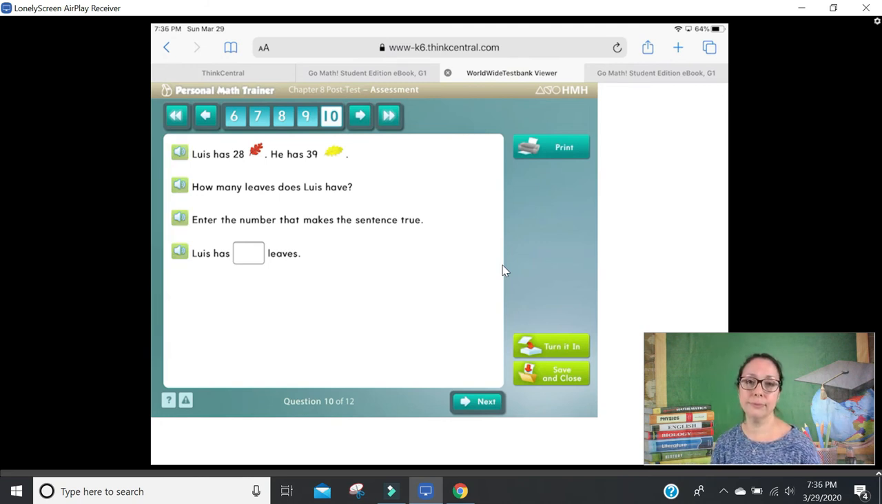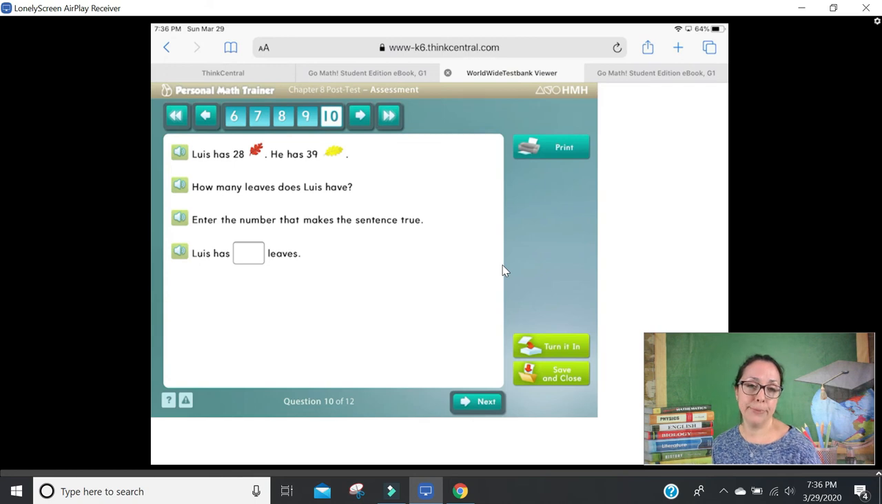Louis has 28 red leaves. He has 39 yellow leaves. Okay, so Luis tiene 28 hojas rojas y 39 amarillas. How many leaves does Louis have? ¿Cuántas hojas tiene Luis? Enter the number that makes the sentence true. Y pon el número que haga la oración que sea verdad.